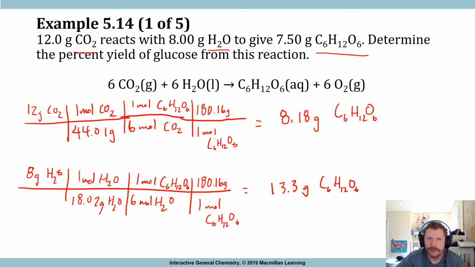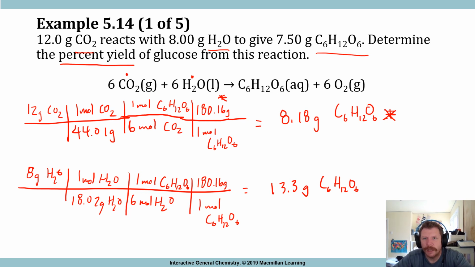is it CO2 or is it H2O that's my limiting reactant? I did add this extra step right here, where I'm converting my moles of C6H12O6 into a mass. And so what I can do is say, well, which one of these would produce less? That is my limiting reactant. Now, the point of this question is not primarily to find out the limiting reactant, but instead it's to find out the percent yield.